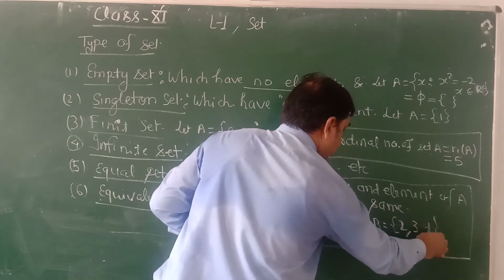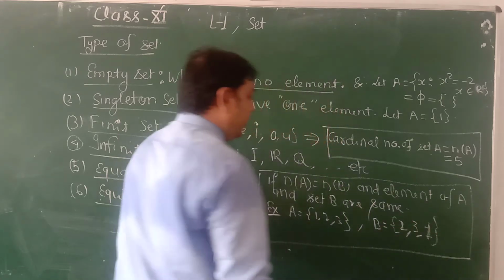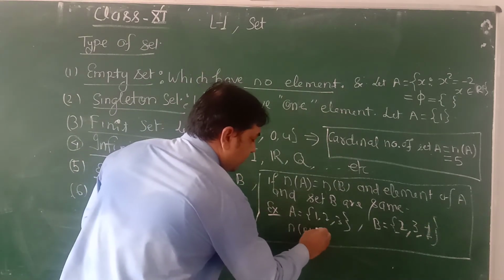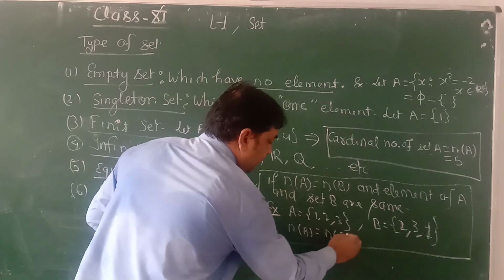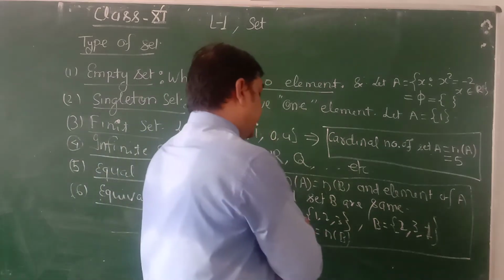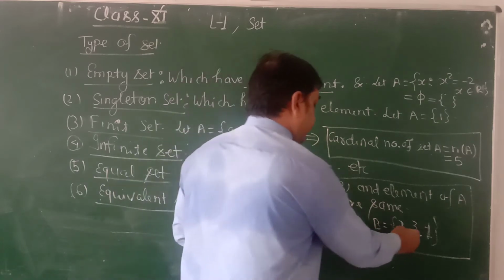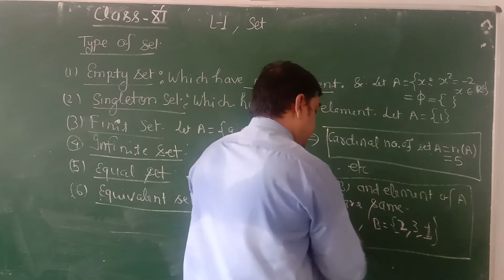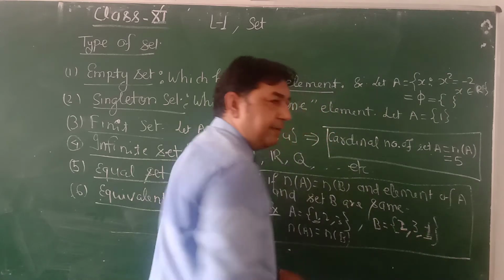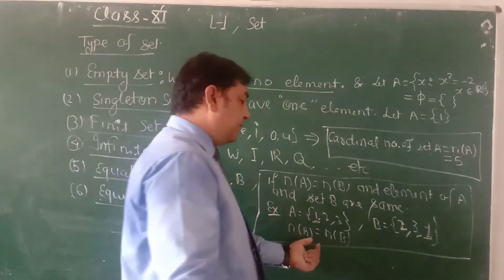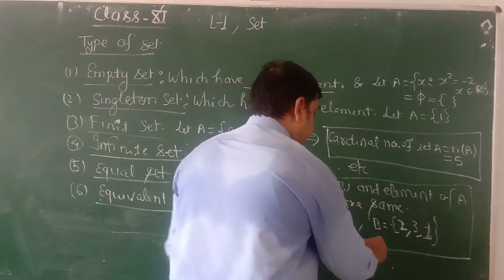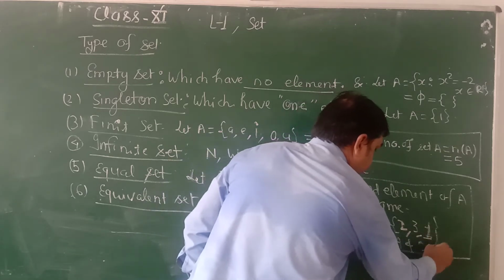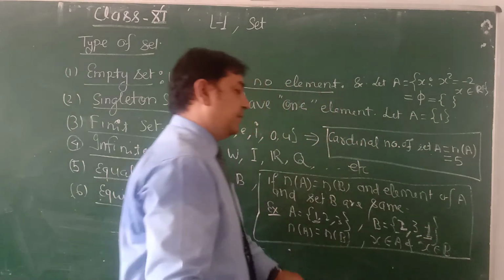Let's write it here. So for both sets, n(A) equal to n(B), and all the elements are the same: 1, 2, 3. The elements are the same. It means the cardinal numbers are the same, and x belongs to A as well as x belongs to B. Both are the same.